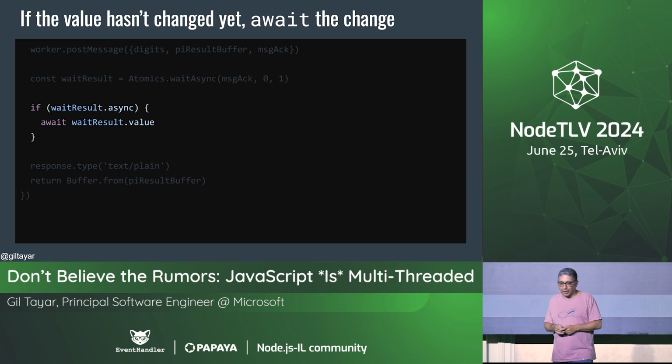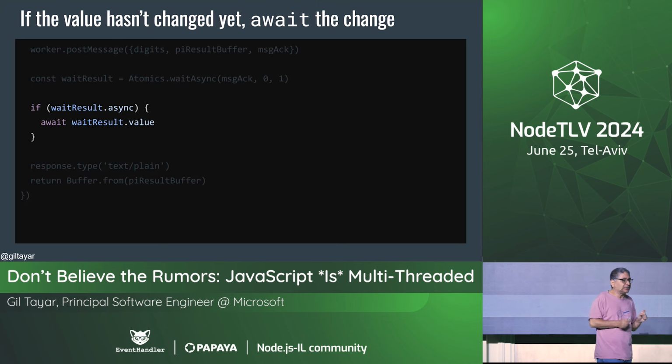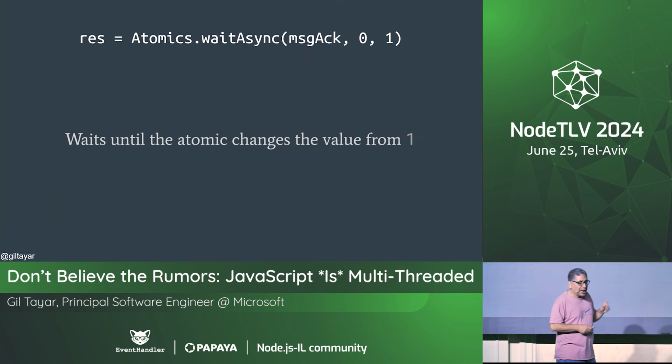But it's really weird because look at it. I do a waitAsync, but I'm not awaiting the waitAsync. I am not doing that because it may be that the thread has already done its work and the value is ready, and the value of the message ACK is not 1 anymore. So if the wait result is not async, then I have the value. If it is async, I have to await it. This is an optimization that is being done. We'll see it in a second. Once I awaited or not awaited, once the atomics tell me I'm ready, I return the buffer.